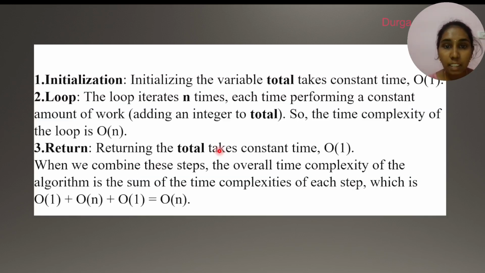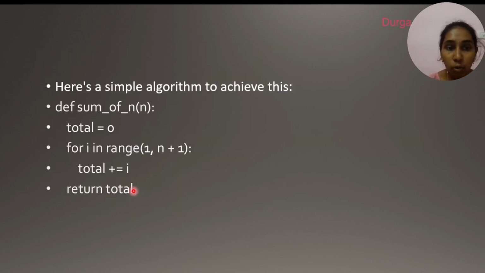The next one is returning total. For returning total, again it will take 4 bytes of memory. That means a constant amount of time. It is returning only one value, so for that it will take a constant amount of time.